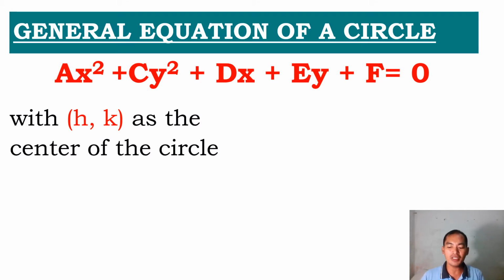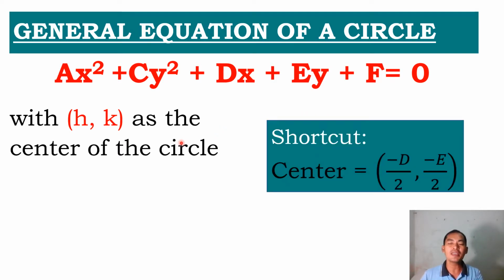The general equation of the circle, we have ax squared plus cy squared plus dx plus ey plus f equals 0. With hk as the center of the circle, and we have the shortcut on how to find the center of the circle in general form. Given the equation in general form, ano yung shortcut ng center? We have the coordinate negative d over 2 and negative e over 2.